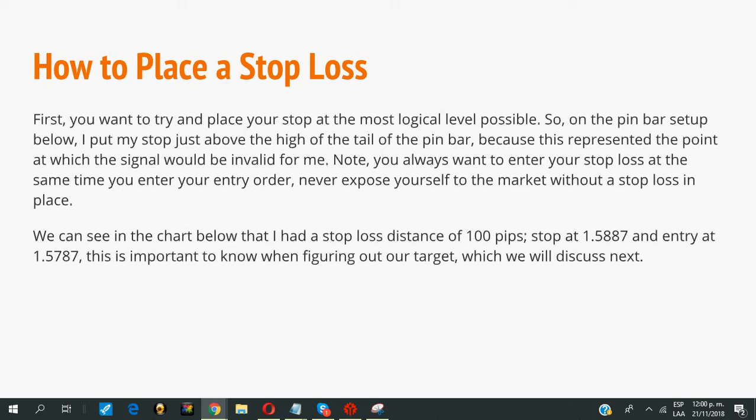Never expose yourself to the market without a stop loss in place. We can see in the chart below that I had a stop loss distance of 100 pips, stop at 1.5887 and entry at 1.5787. This is important to know when figuring out our target, which we will discuss next.